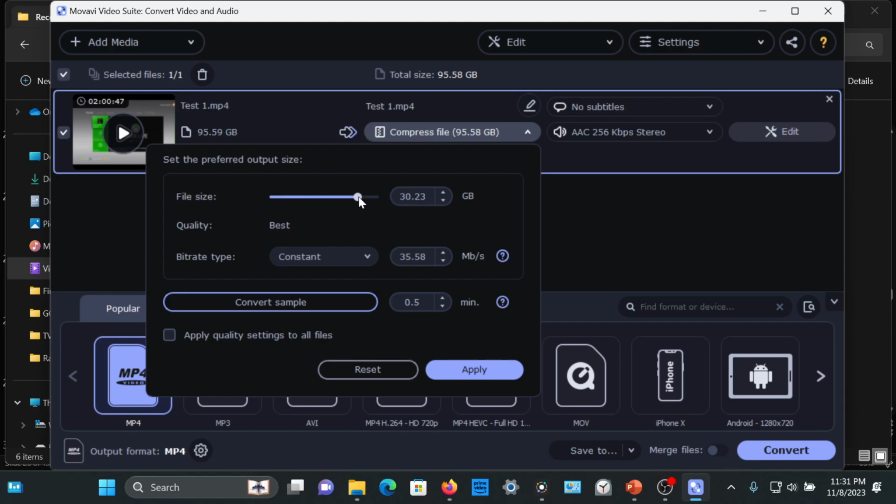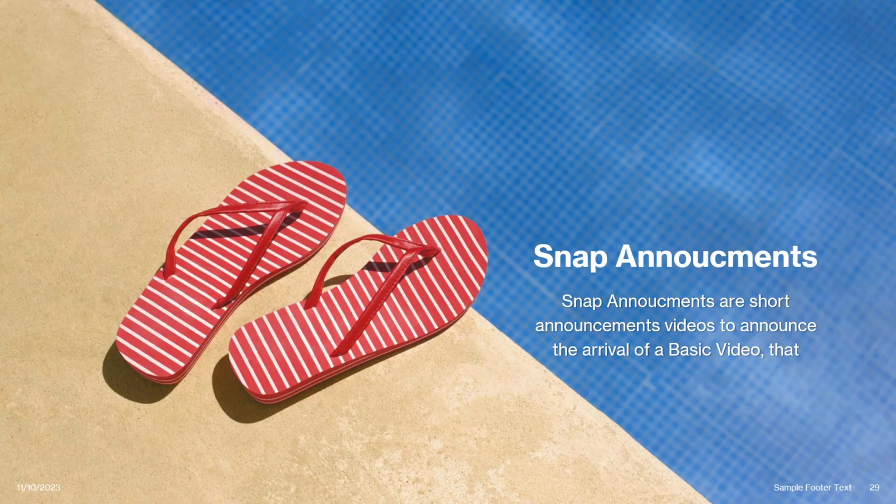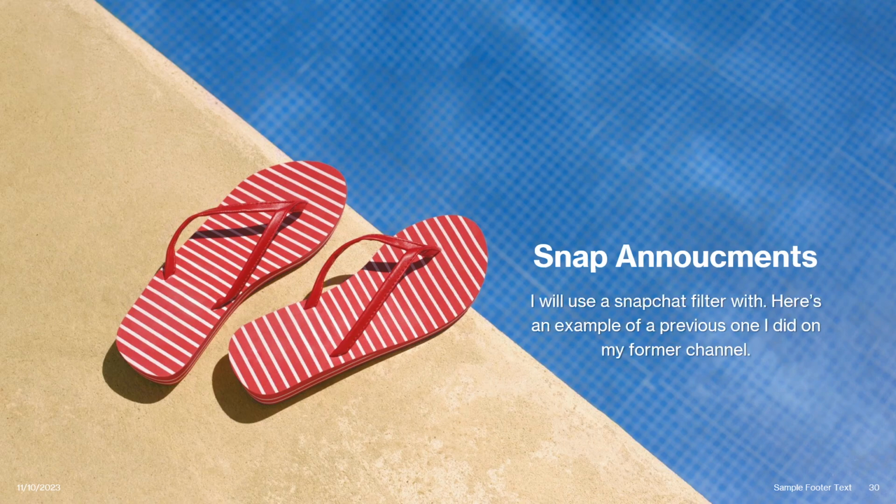Now when it comes to my main series, I'm going to try to upload in the best quality, as these videos are what I'll be putting the majority of my editing and effects into. But for the basic series of videos, I am going to limit it to just high quality tops, as it simply would be faster to upload, and the point of these kind of videos is all about getting the content out there as fast as I can. For both basic series and basic videos, I will also be doing what I call snap announcements. And snap announcements are short announcement videos to announce the arrival of a basic video or a basic series that I will use a Snapchat filter with. Here's an example of a previous one I did on my former channel.